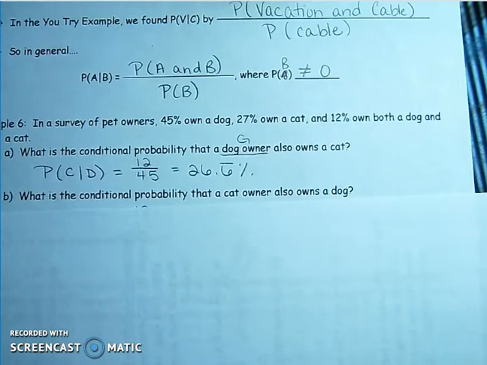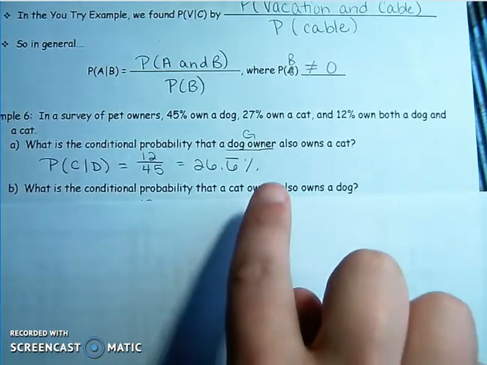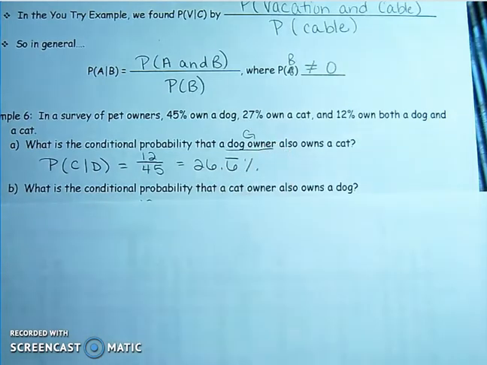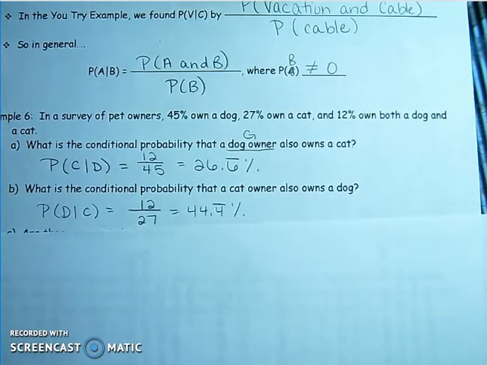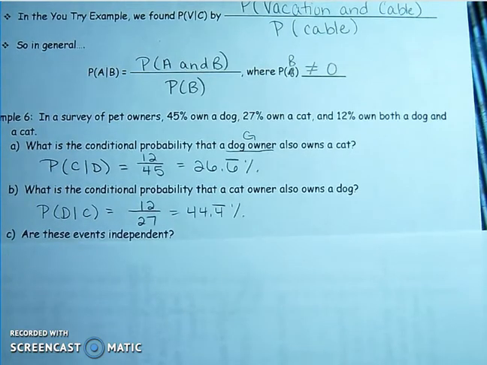Well, then what's the reverse? What's the probability that a cat owner also owns a dog? We're calling the person a cat owner, so it reduces it to that 27% population, but the fact that they also own a dog. So this would be the probability of D given C, or 12 out of 27, which is 44.4% repeating.